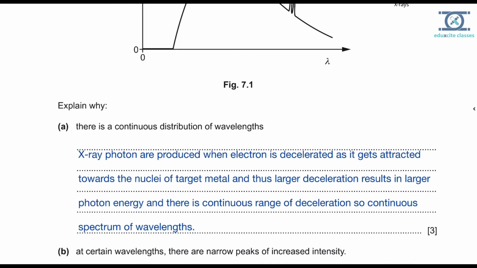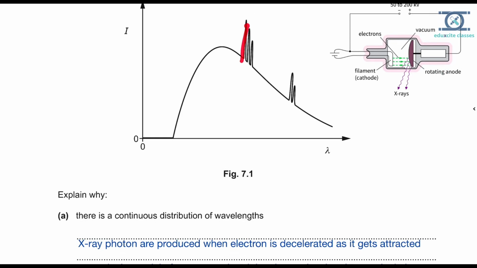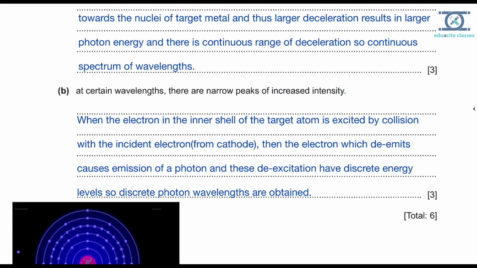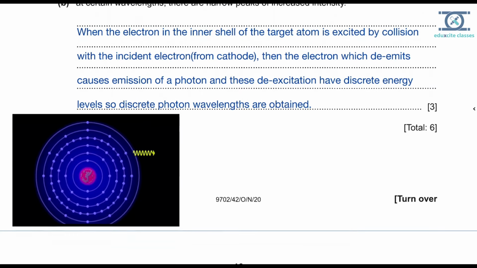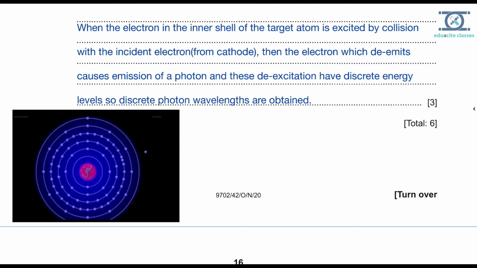But you can see here there are some spikes at various intervals. So at certain wavelengths there are narrow peaks of increased intensity. Explain why. So what is happening? I've just added an animation here to show you how this is happening. For example, let us say a fast moving electron is coming. If you observe this animation carefully, look, it has struck this atom and moved this atom.